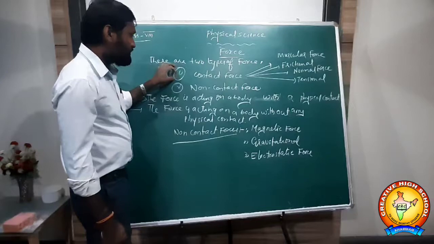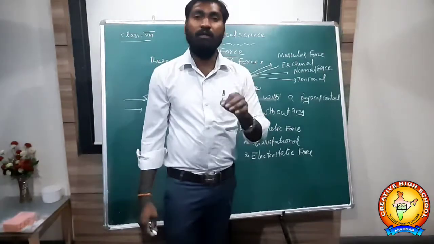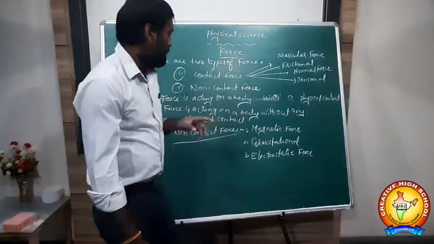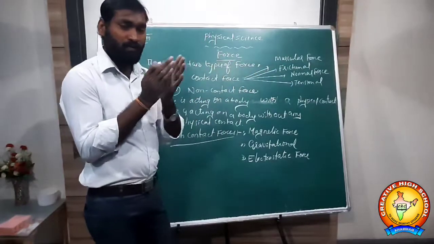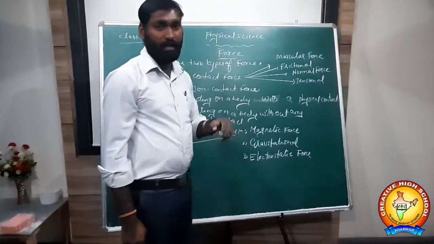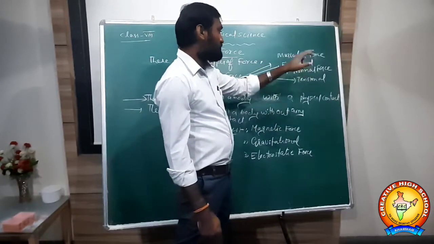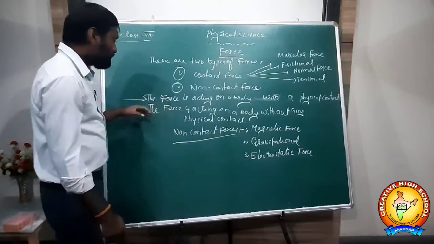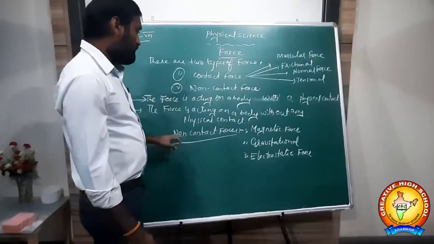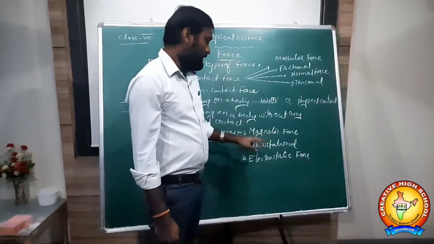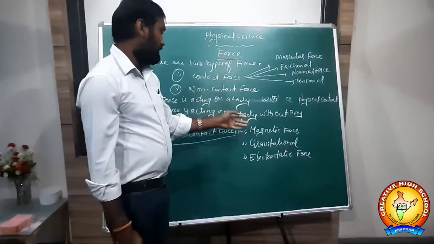Contact force means what? The force is acting on a body with a physical contact. There should be a physical contact, then only the force is acting. The examples are muscular force, frictional force, normal force, tensional force. When the force is acting on a body without any physical contact, then it is said to be a non-contact force. Magnetic force, gravitational force, electrostatic force. These are the types of non-contact forces.